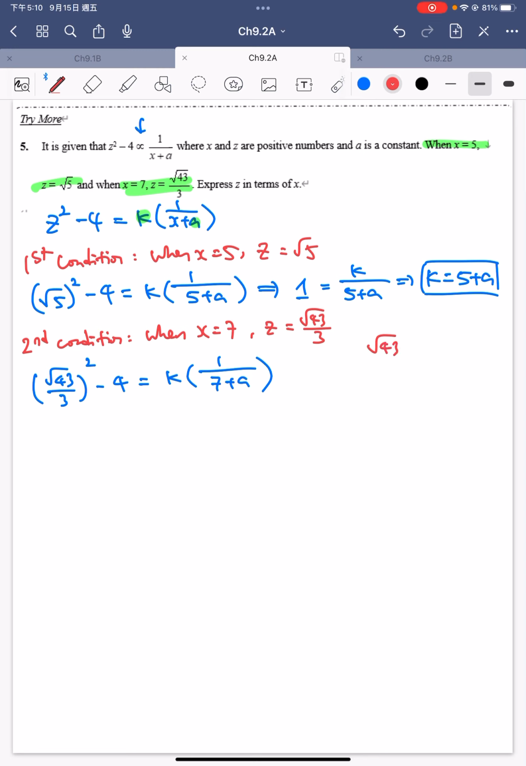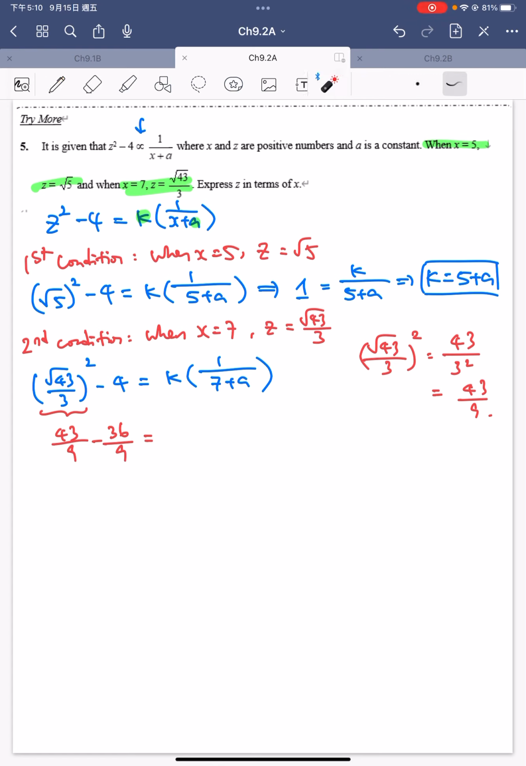So the square root of 43 divided by 3, squared, is actually equal to 43 divided by 9. Alright, so 43 divided by 9 is the value here, and we need to minus 4, so we have 43 divided by 9 minus 36 divided by 9. Then we can substitute our k value, which we found in the first condition, 5 plus a, so we have 5 plus a divided by 7 plus a. And if we simplify a little bit, then we have 7 over 9 is equal to 5 plus a divided by 7 plus a.